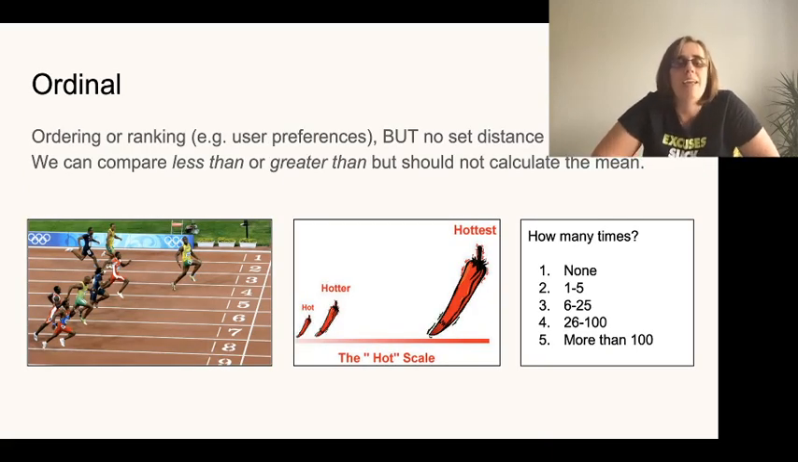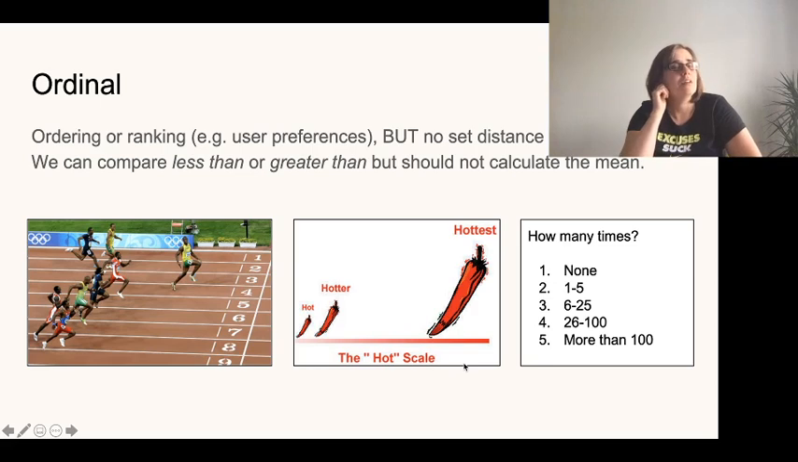Next, N-O, ordinal. So this is about ranking things. The important thing is that things are in an order, but there's no set distance between them. If you take the picture on the left, Usain Bolt is clearly first by some margin, but positions 2, 3, 4, 5, 6 are all quite closely bunched together. With chili scales, you might have one chili that's crazy hot compared to the rest, and so you've got that gap.